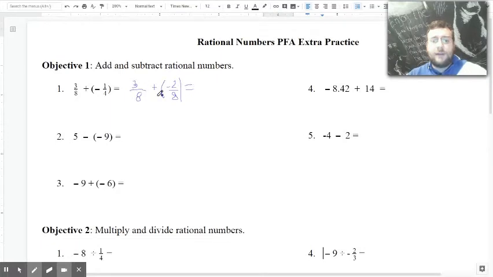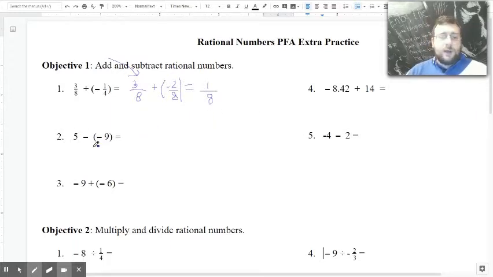Once you do that, you copy down the bottom. All right, so the denominator does not change. And then you add up the top, 3 plus negative 2. Two different numbers, so you have to find the difference because the signs are different. And then you keep the sign of the biggest, which is 3. So the answer is 1/8. If you do need review on how to find a common denominator to get to this step, watch the longer video where I go into detail on that.